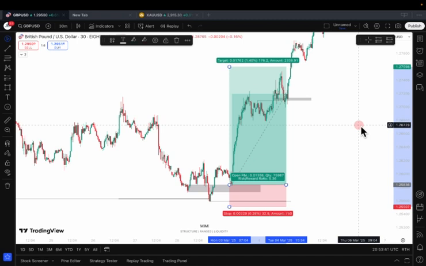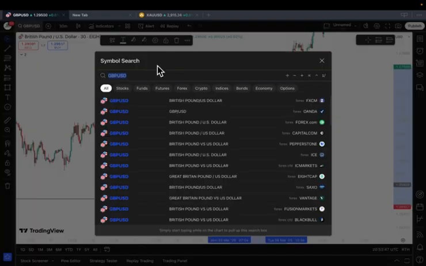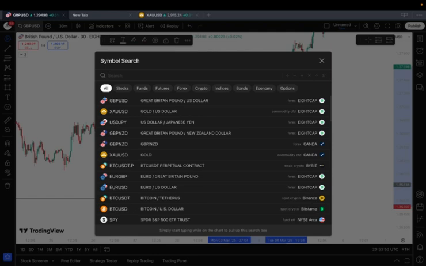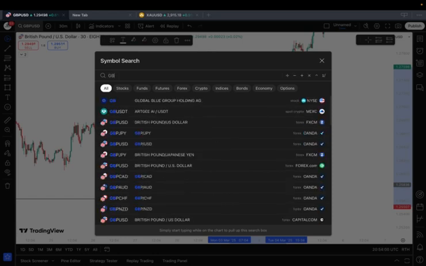Okay, let's check another trade to check this example. I think I saw that on, which pair is that? Okay, I think GBP JPY.